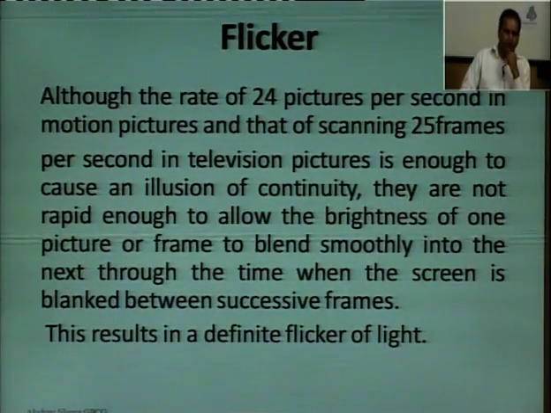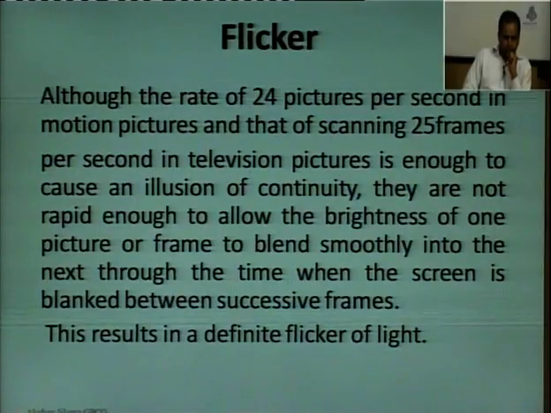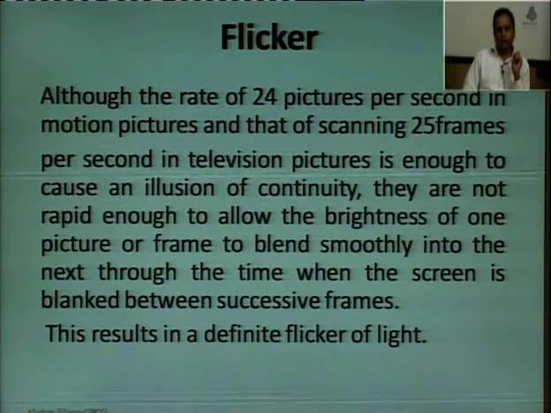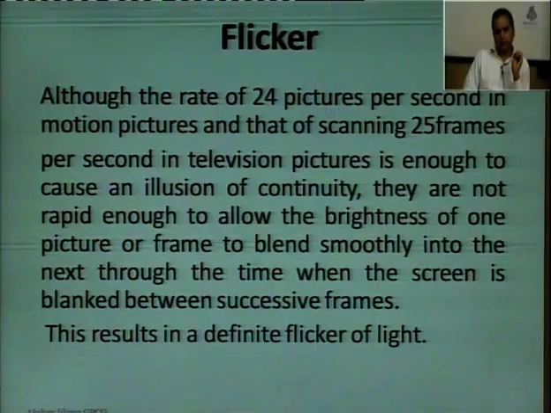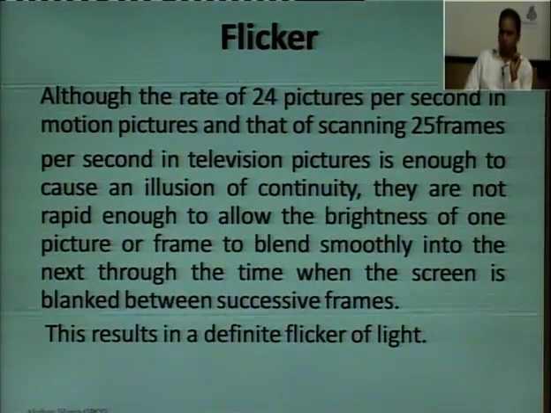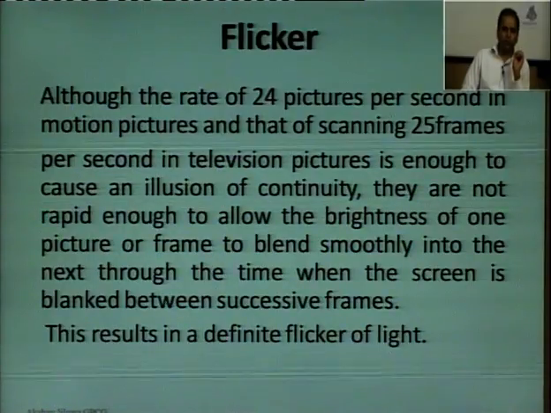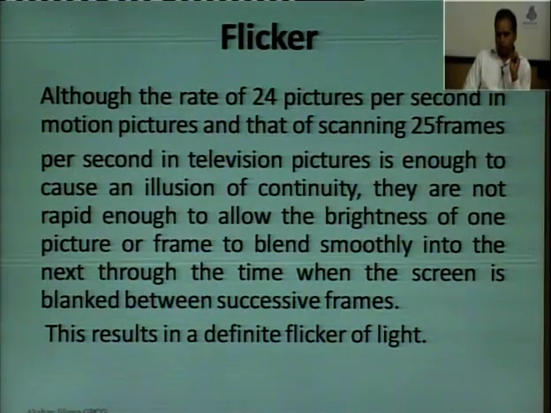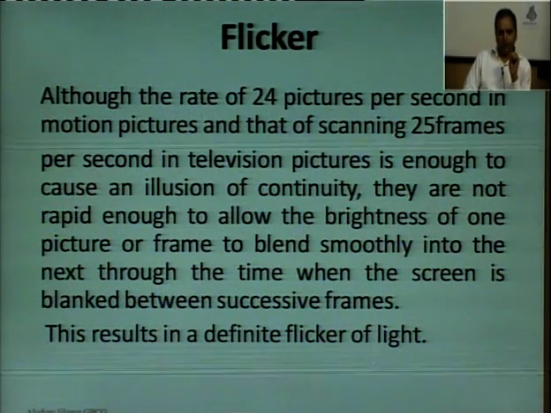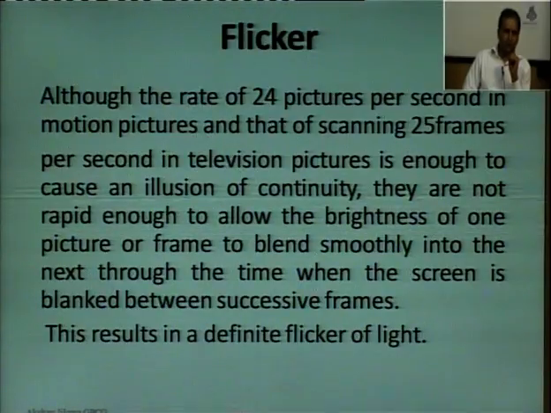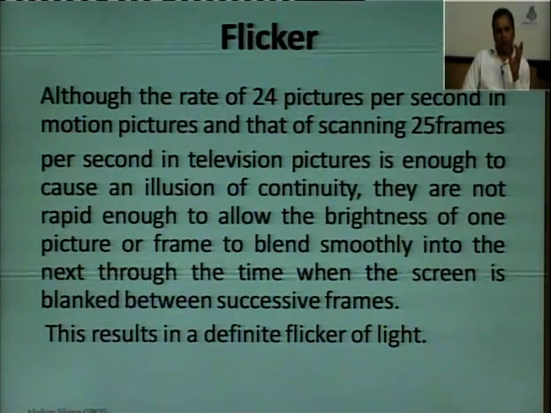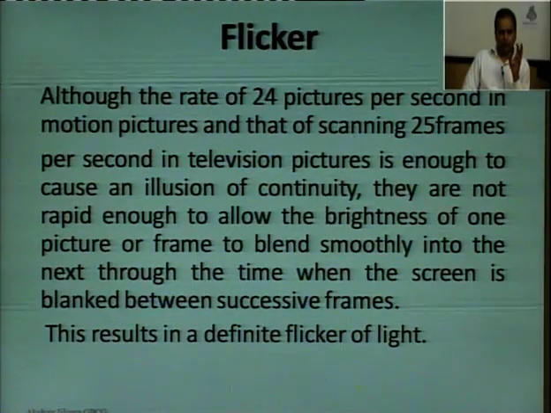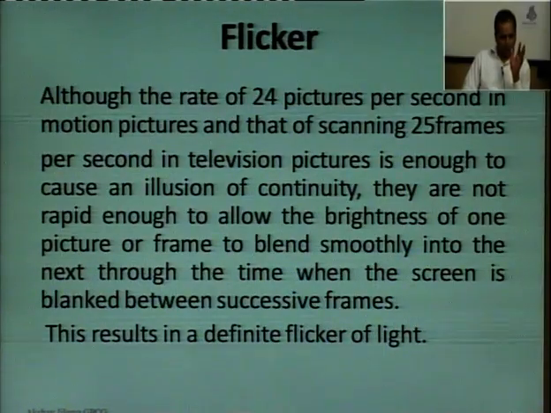Next is flicker. Although the rate of 24 pictures per second in motion pictures and that of scanning 25 frames per second in television is enough to cause an illusion of continuity, they are not rapid enough to allow the brightness of one picture or frame to blend smoothly into the next through the time when the screen is blanked between successive frames. This results in a definite flicker of light. Flicker means light is turned on and off at a very fast rate, and you say that this is flickering light.